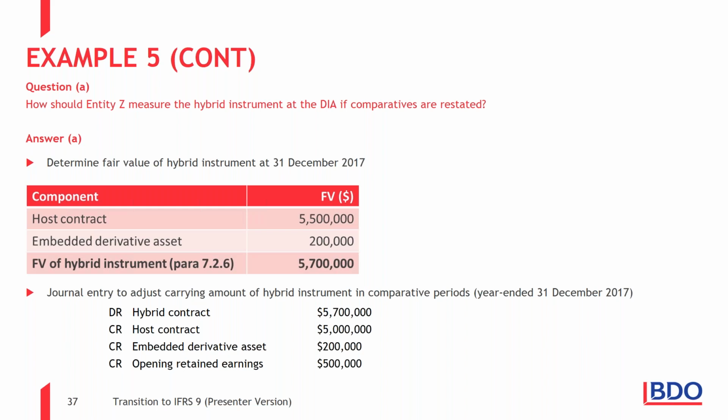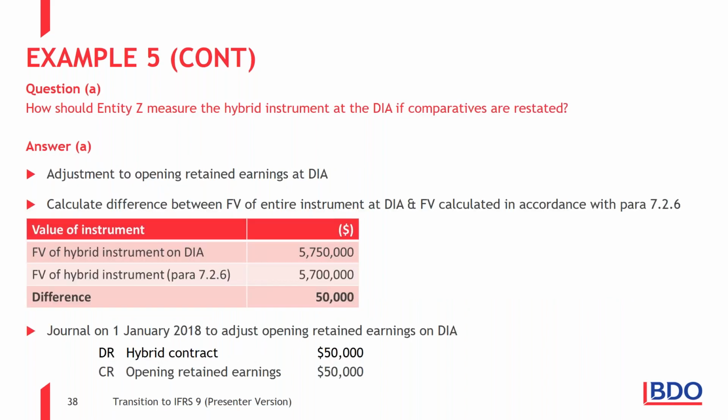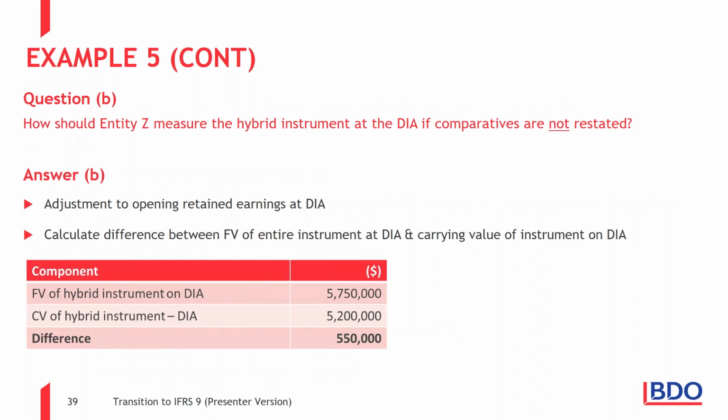But when you disclose it, you're going to disclose it as an adjustment against opening retained earnings on 1 January 2017. If you look at this 50,000 adjustment, again, the journal is processed on the 1st of January, and the adjustment will be disclosed against opening retained earnings on the 1st of January 2018. So for transitional requirements, it's very important to distinguish between the date of the journal entry and the disclosure in the financial statements. If you look at B, how should Entity Z measure the hybrid instrument at the date of initial application if comparatives are not restated?